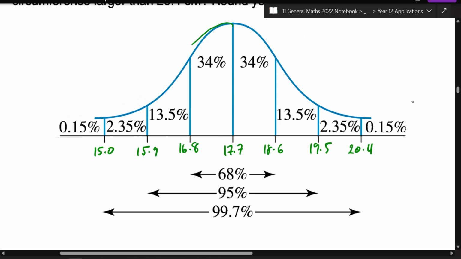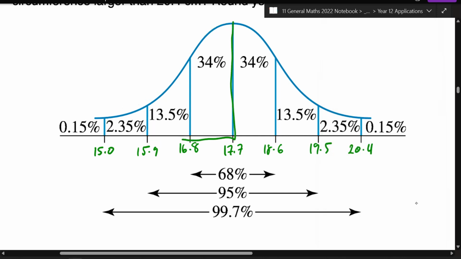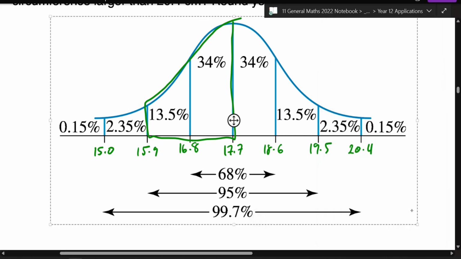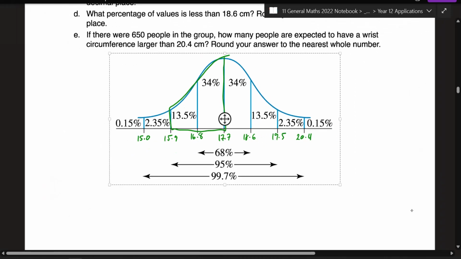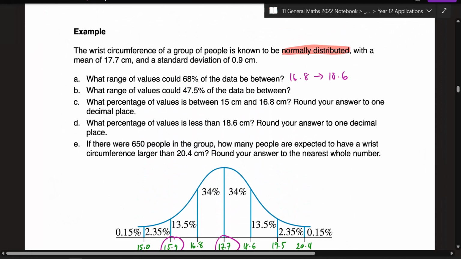So maybe I need to only include this. Let's add that 2.35 plus 13.5 plus 34. It's 49.85, so it's too much. So maybe it's only this data here. Let's add that 13.5 plus 34% equals 47.5. So your data could lie, based on those numbers, between 15.9 and 17.7.